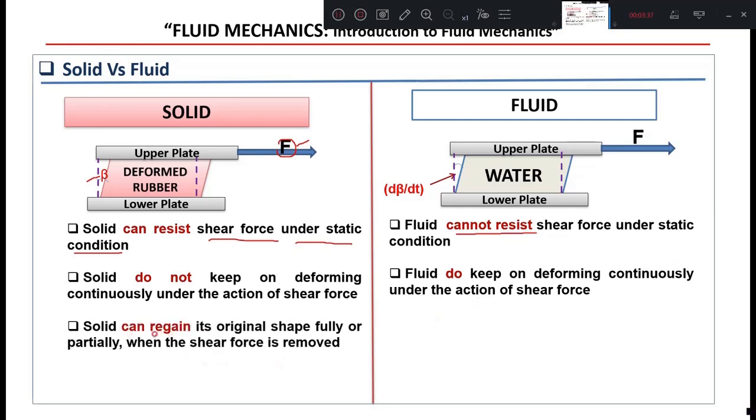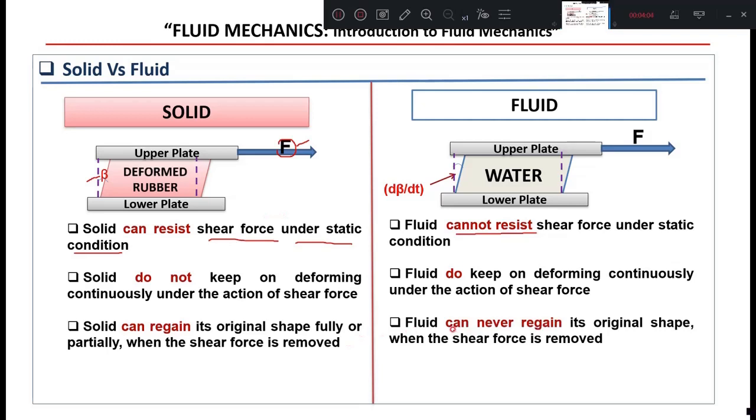Third difference: a solid can regain its original shape fully or partially when the shear force is removed. It means if you remove this force, and the force is within the elastic limit, the solid can regain its original shape and size. It may come back to its original shape fully, or it may come back partially also. But a fluid can never regain, and this is very important, a fluid can never regain its original shape when the shear force is removed.